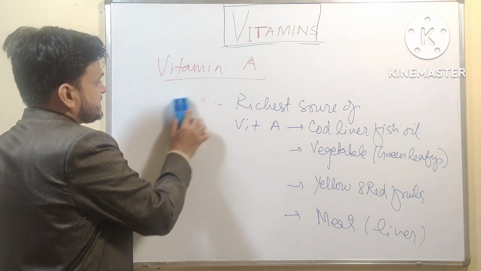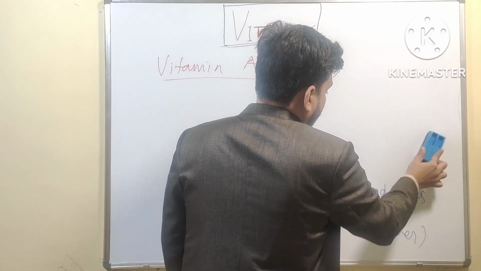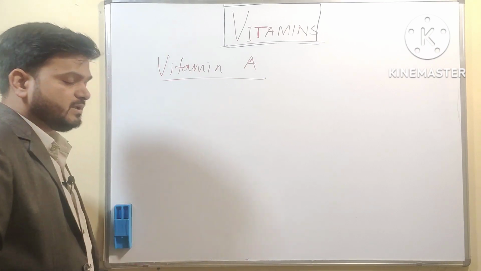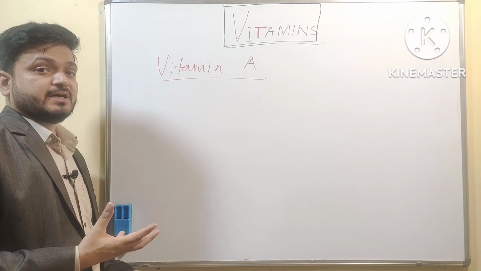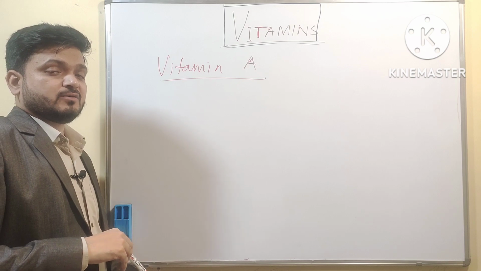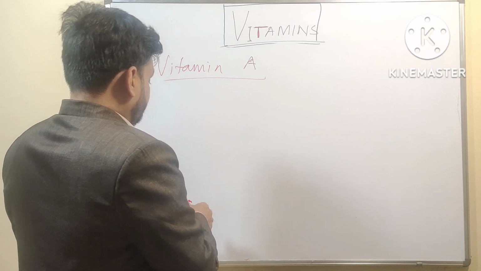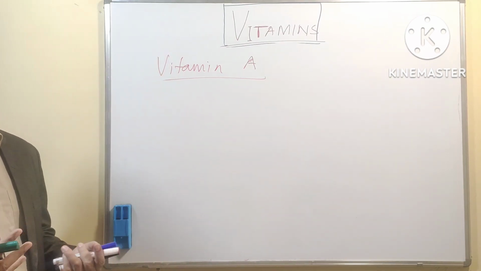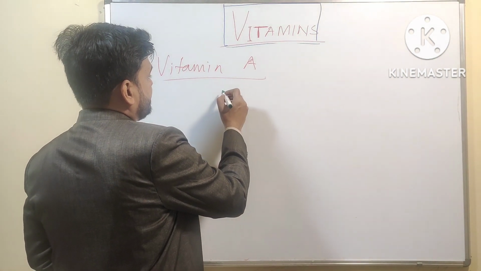Now coming to the next point, which is the active form of vitamin A. As we all know, the fat soluble vitamins are found in provitamin form, and when they go inside the body, they change into the active form. As far as vitamin A is concerned, we have three biological active forms.